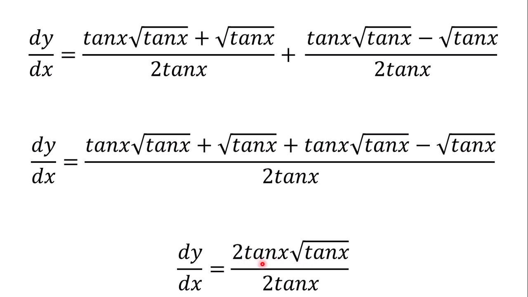2 times tangent x times square root of tangent x, divided by 2 times tangent x. What is this going to give us? This will cancel out with this. And what are we going to get? Square root of 4 tangent x, which is what we integrated in our previous video.